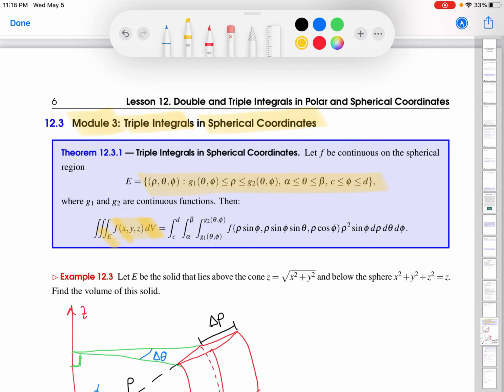From the first module in this lesson, we learned how to convert x, y, and z to polar coordinates. So everywhere you see an x, you put in, and I notice that there's a typo here, should be rho sine phi times cosine of theta. So I will fix that. And then rho sine phi sine theta is your y, and then z is rho cosine of phi.